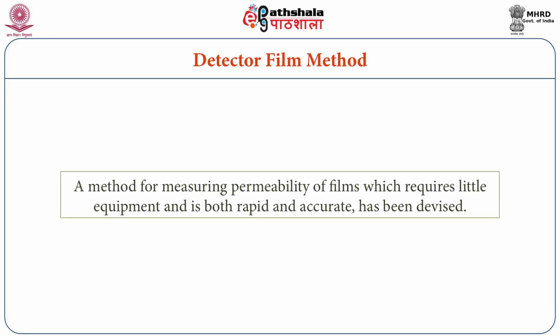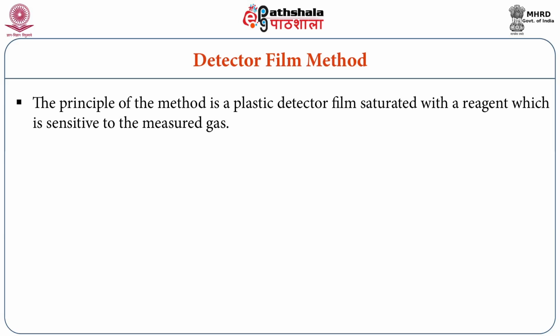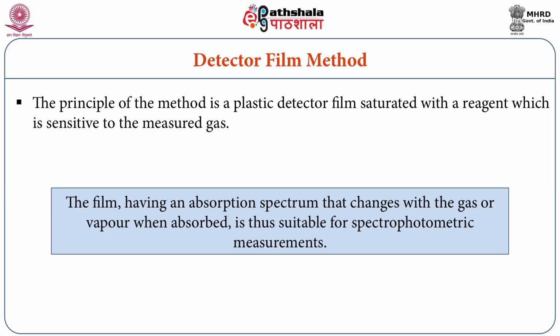Detector film method. A method for measuring permeability of films which requires little equipment and is both rapid and accurate has been devised. The principle of the method is a plastic detector film saturated with a reagent which is sensitive to the measured gas. The film has an absorption spectrum that changes with the gas or vapor when absorbed. It is thus suitable for spectrophotometric measurements.